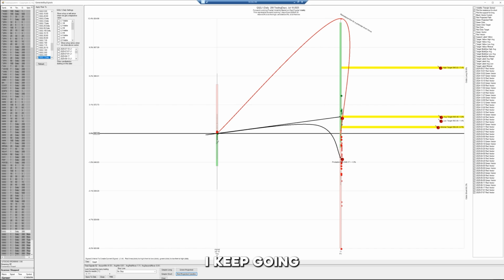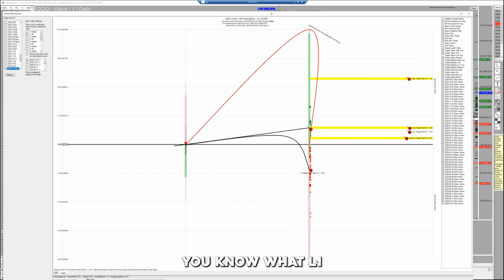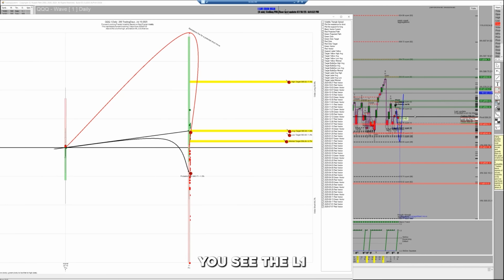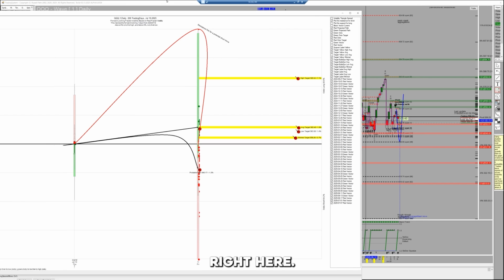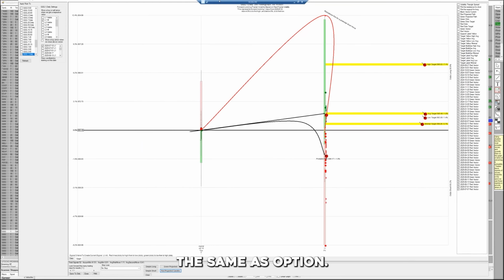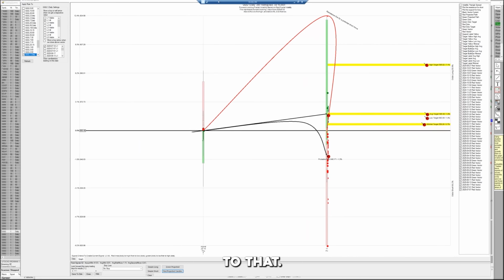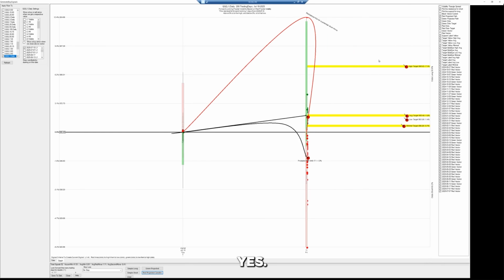Yeah. I'll keep going, and then maybe I'll understand it. So here you can see what L1 we are actually talking about. You see the L1 here? Yes. So it's talking about that L1. It's taking that L1 right here, and it's pretty much similar to the options analyzer. Does that make sense? Yes.